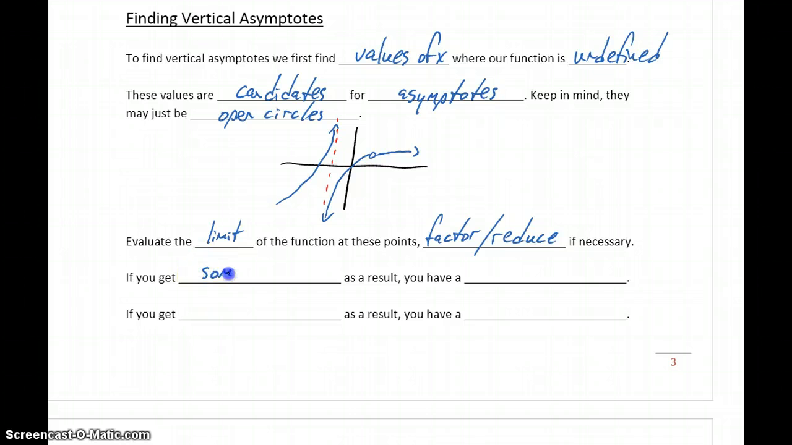If we get some number as a result, so any real number, whether it's a fraction, whole number, negative number, then we have an open circle in the graph. If we try to take the limit of the function as we approach that value, and we get a limit that does not exist, then we have a vertical asymptote.